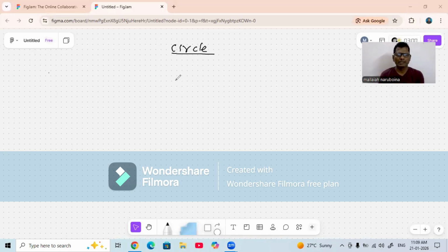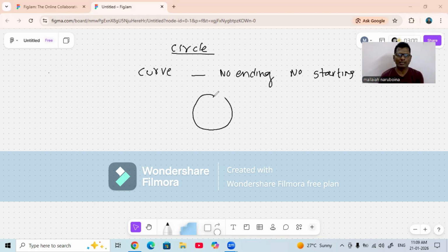Circles. Circle is a curve. It has no ending or no starting. We don't know the starting point and ending point of a circle. See here, this is circle. For this, we can't say whether it starts or where it ends. So this is curve, circle.